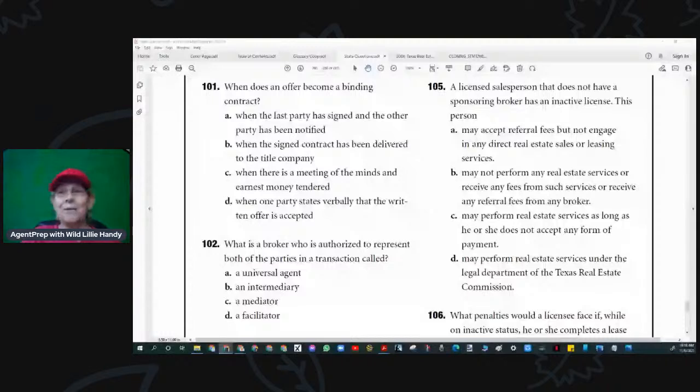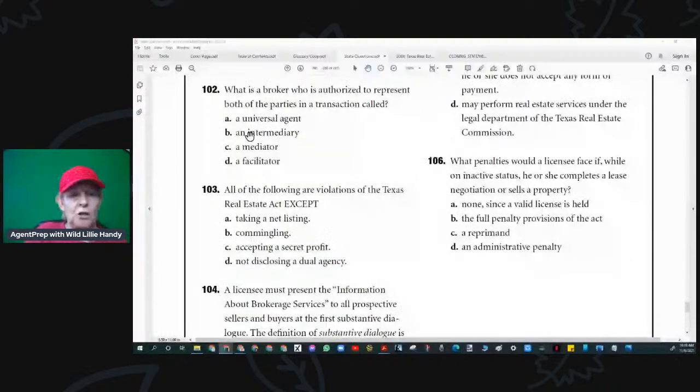All right, 102. These are state questions. What is a broker who is authorized to represent both of the parties in a transaction called? A, a universal agent, B, an intermediary, C, a mediator, or D, a facilitator. So you see, when you know the vocabulary, you'll be able to answer the questions.